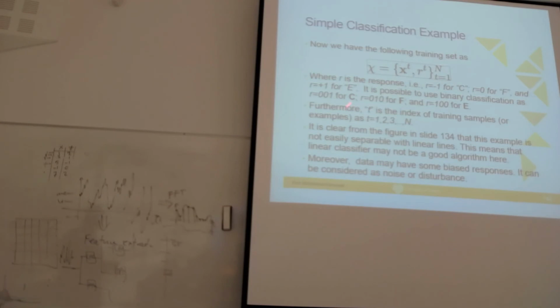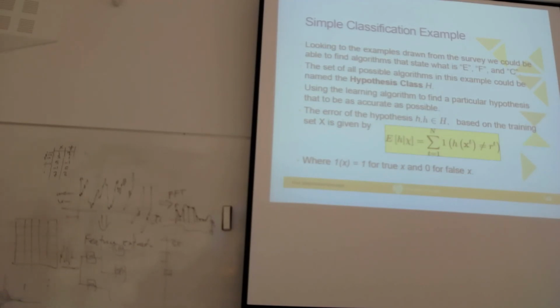Okay, and this is the data that we have. X is the inputs, and R is the response. So for every input, we have a response like expensive or cheap or fair. T is the training samples, from 1 up to N.